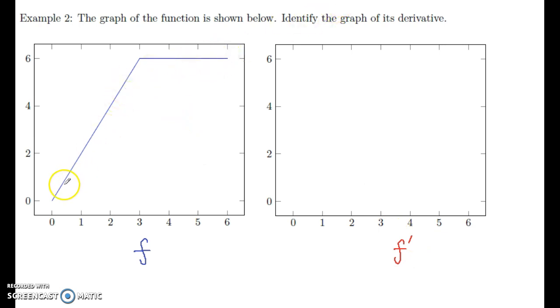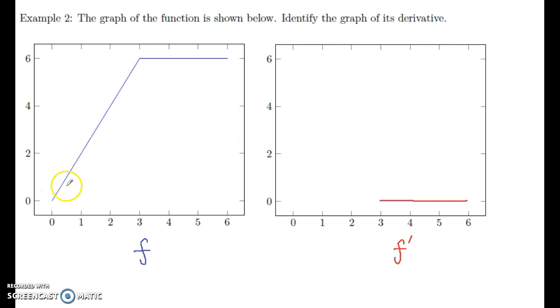So first, we can take a look over the interval 0 to 6. f is like a piecewise function. The first piece has a positive slope, and the second piece has a horizontal line. A horizontal line has slope 0. So it's easy to find out from 3 to 6, the slope is 0. Now from 0 to 3, it's a straight line, so the slope is also constant, constantly increasing. But what is the slope?